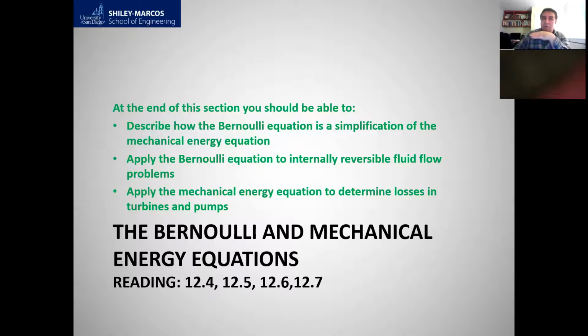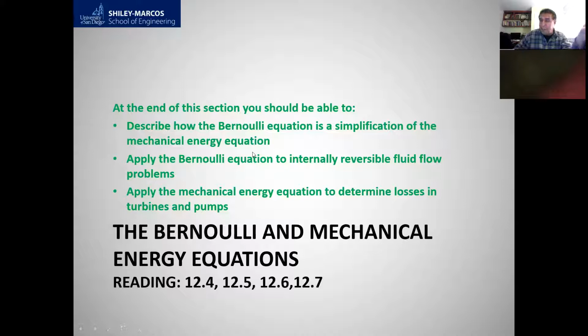Chapter 7, chapter 12. At the end of this section, you should be able to describe how the Bernoulli equation is a simplification of the mechanical energy equation, which is a powerful equation, okay? Powerful equation, Bernoulli. And we're going to talk about compressible flow versus incompressible flow, and then dealing with the density. Remember, my friend, density has an inverse relationship with specific volume, okay? Rho equals 1 over specific volume, or specific volume is equal to 1 over rho.